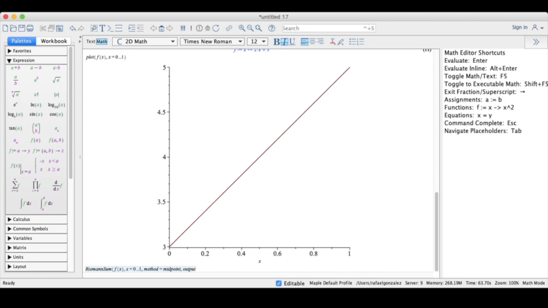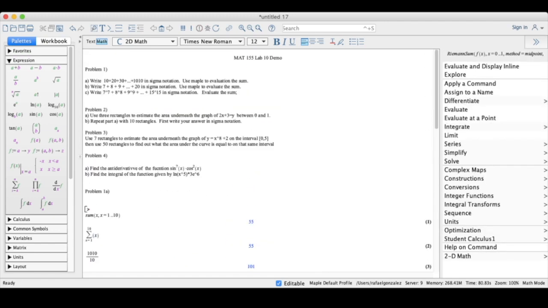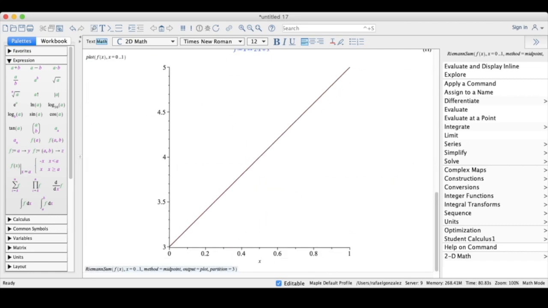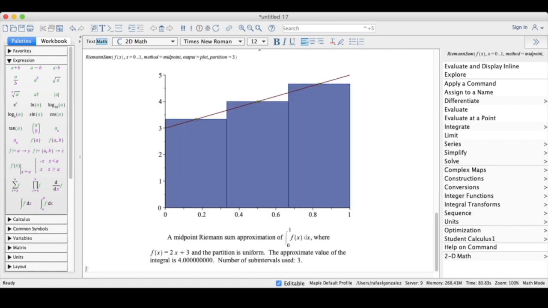I'm going to use output equals plot, and then we're going to write partition equals 3. The reason I'm writing partition equals 3 is because we were asked to use 3 rectangles to estimate the area. So by writing 3, we are telling Maple to use 3 rectangles to do this estimation. Once I press enter, I'm going to get a very nice picture showing me exactly what this looks like with the rectangles.